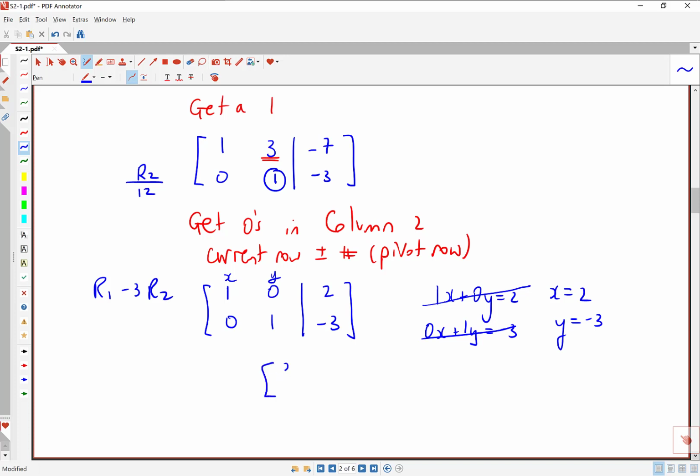And then we tend to write up our answer just in vector form because it's a more concise way of writing the answer. So (x, y) is (2, negative 3). And you can check that that satisfies both of the equations that we started with.